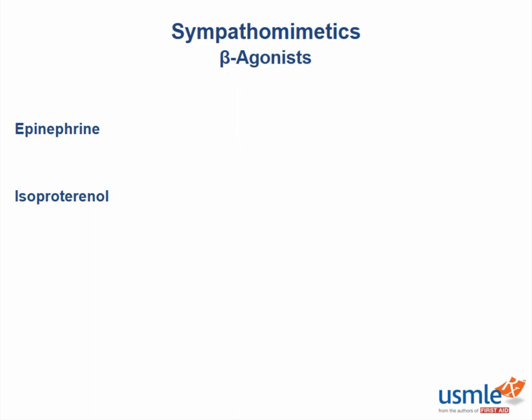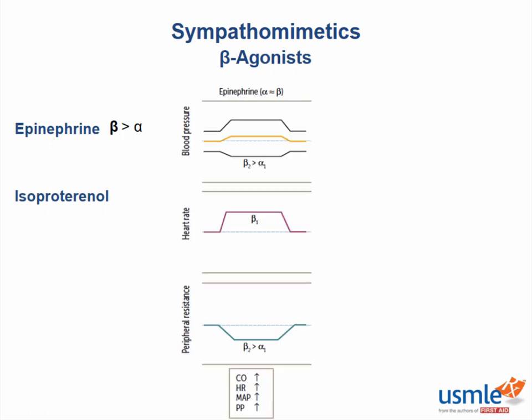Now let's discuss epinephrine and isoproterenol. Epinephrine stimulates all beta and alpha receptors, but it is famous for being more potent on beta receptors. Okay, so what does this mean to us? Let's visualize this using the image from your book that compares blood pressure, heart rate, and peripheral resistance.